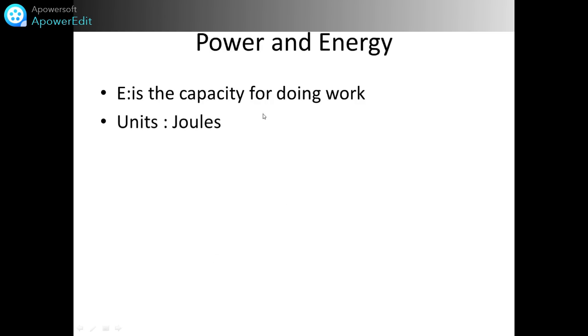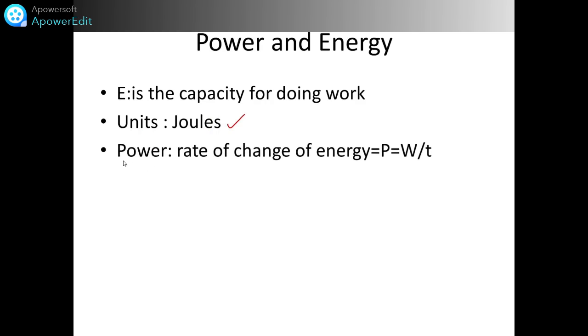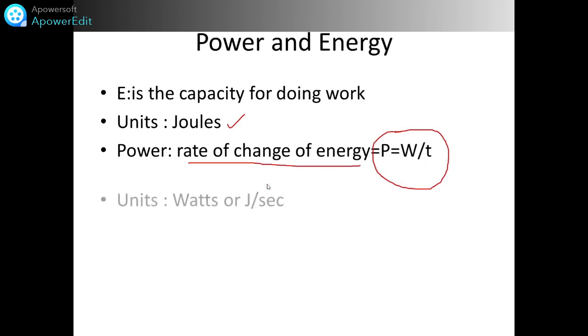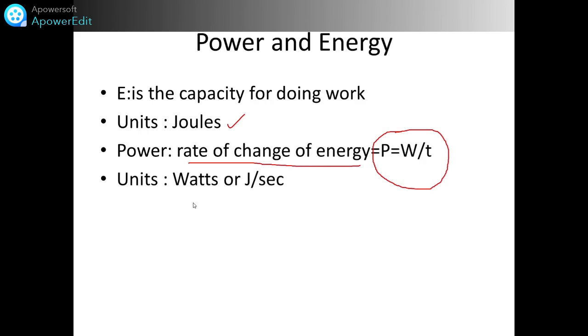So basically it is denoted with E, and the basic unit is joules. What is meant by power? Power is the rate of change of energy. It is mathematically denoted as dE by dt or dW by dt. It is used with units as watts or joules per second.